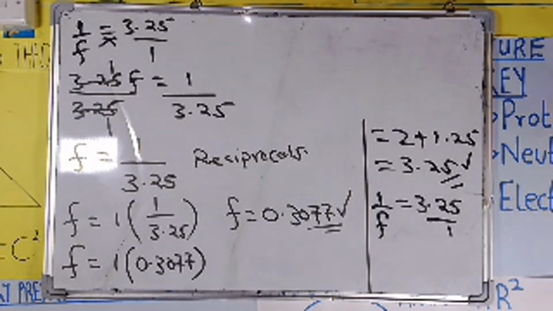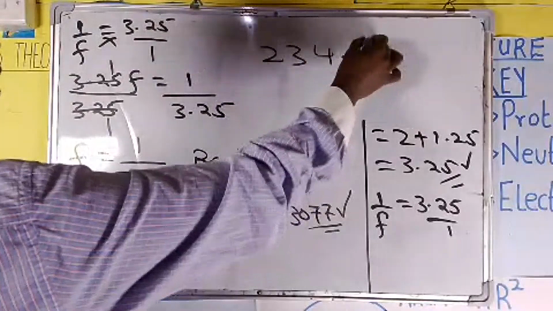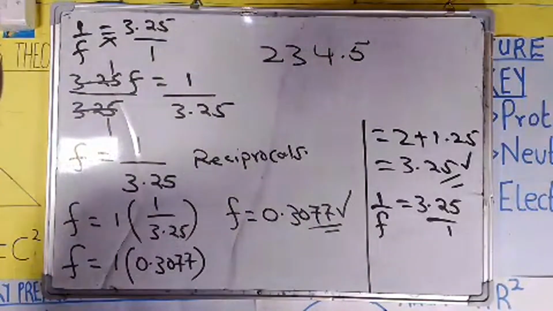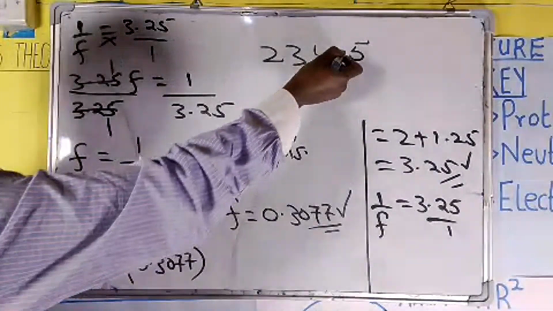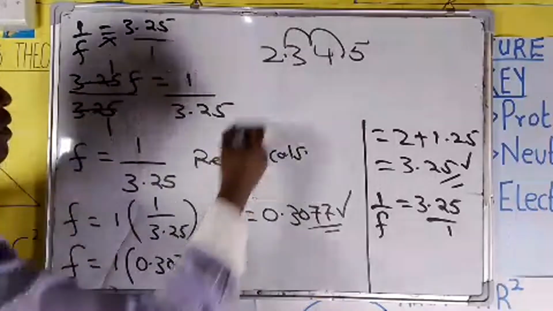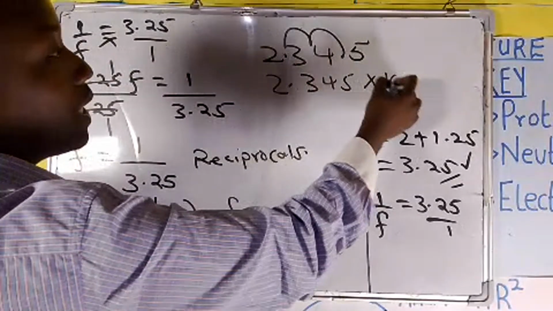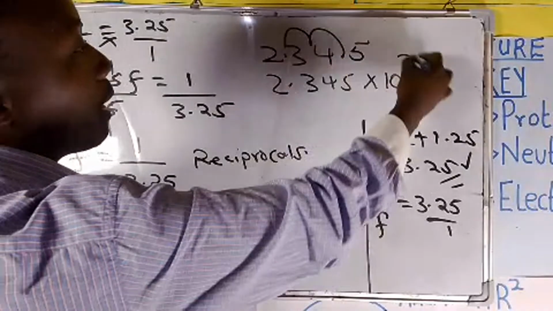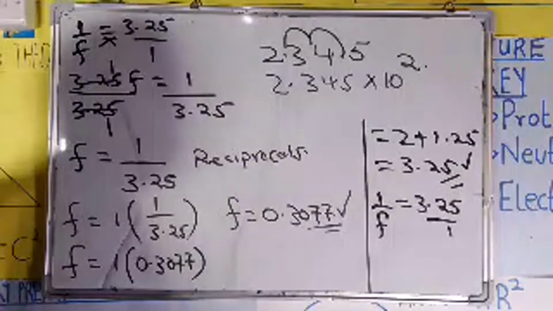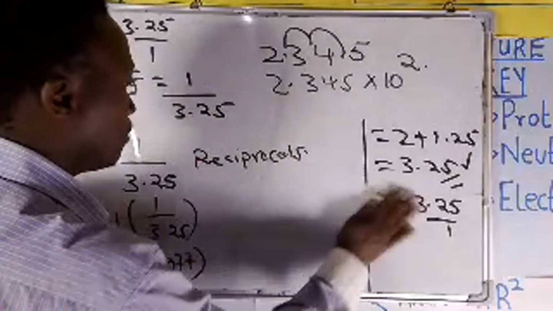Listen. If you have a number like 234.5 and you are supposed to write this number in standard form, when you move the decimal to the left, that power is positive. So it will be 2.345 times 10 to power 2, since the decimal moved twice.